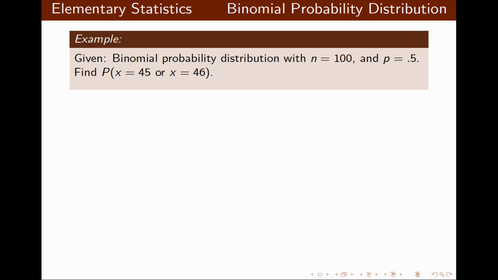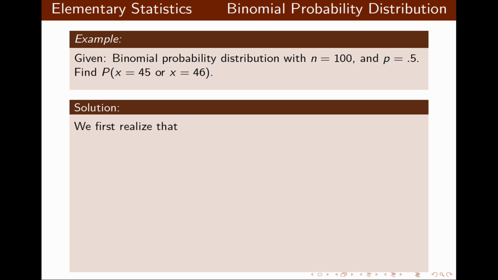In this example, we're given a binomial probability distribution with n equal to 100, p equal to 0.5, and we want to know the probability that x is equal to 45 or x is equal to 46. We should first realize that these are two mutually exclusive events, which means we find the probability that x is equal to 45 plus the probability that x is equal to 46.